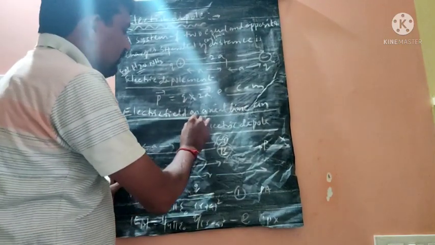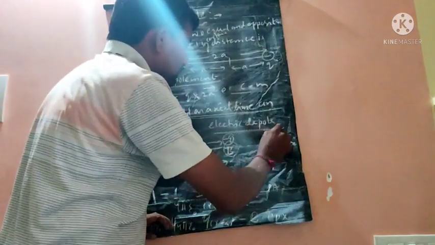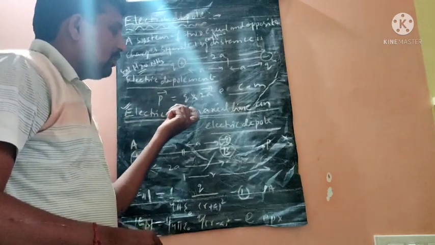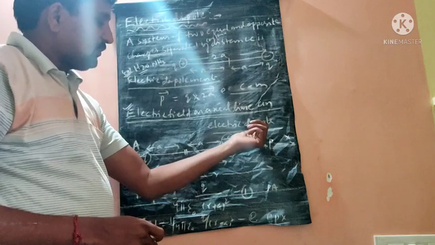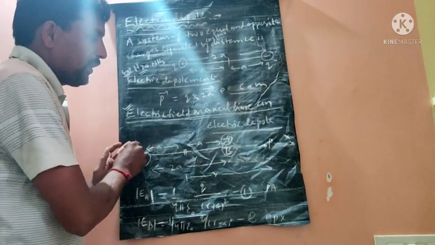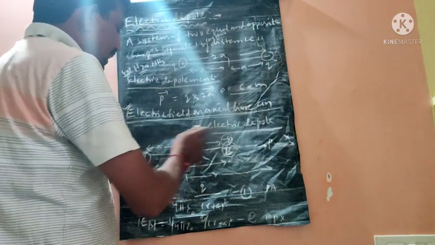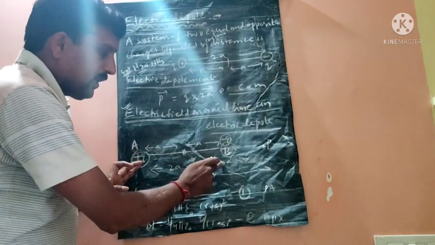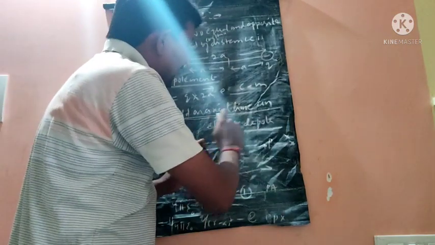Now, the electric field on the axial line of an electric dipole. These are applications of the electric dipole: electric field on the axial line of an electric dipole. Let us consider two charges. One charge is located at point A, another charge is located at point B. These two charges form an electric dipole, separated by a distance 2a. Now we want to find the electric field on the axial line.